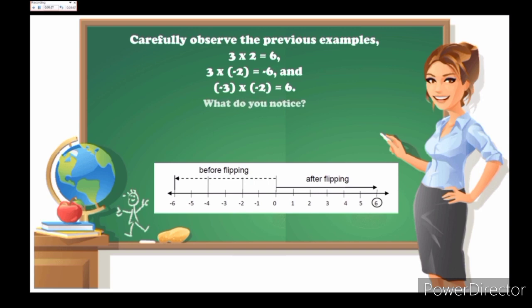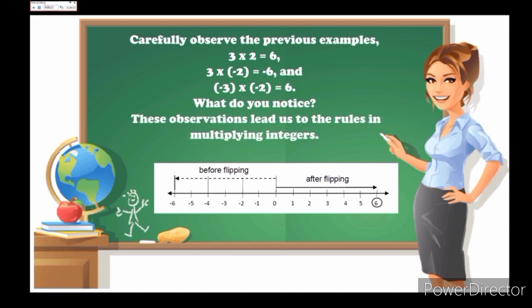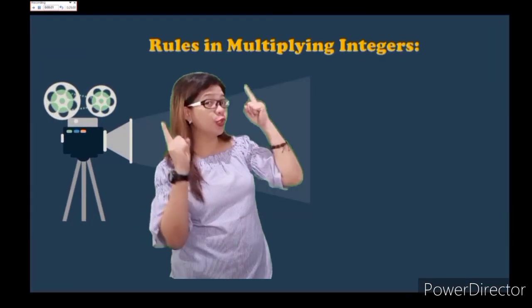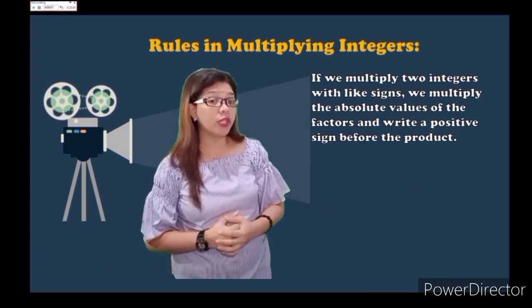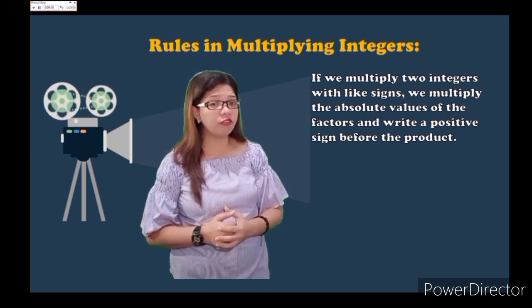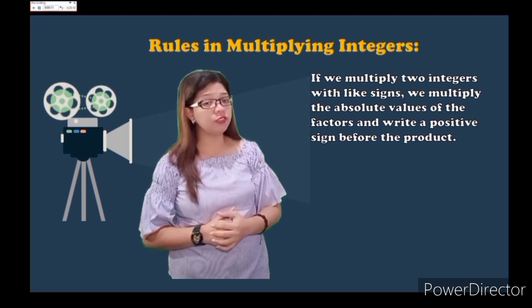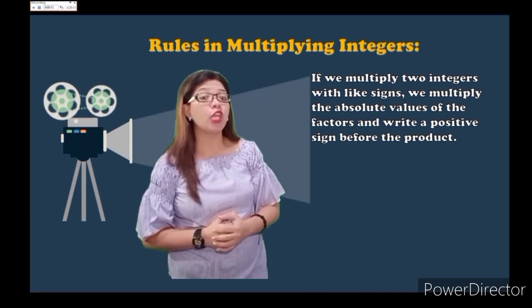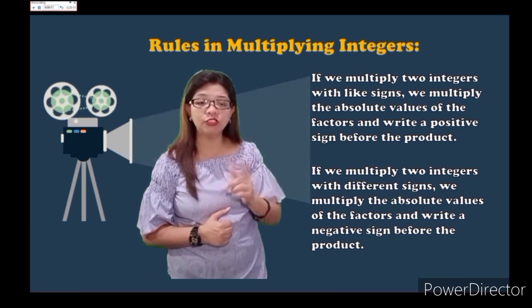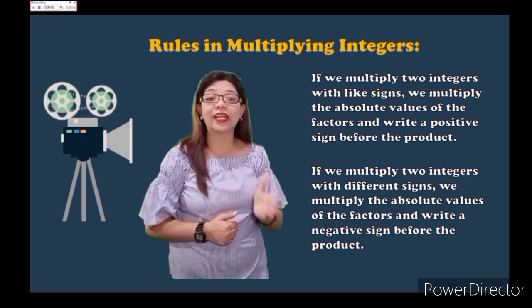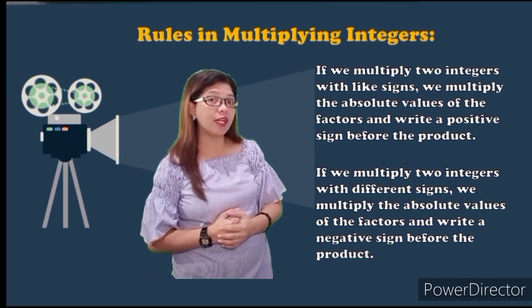What do you notice? These observations lead us to the rules in multiplying integers. If we multiply two integers with like signs, we multiply the absolute values of the factors or write a positive sign before the product. If we are multiplying two integers with different signs, we multiply the absolute values of the factors and write a negative sign before the product.